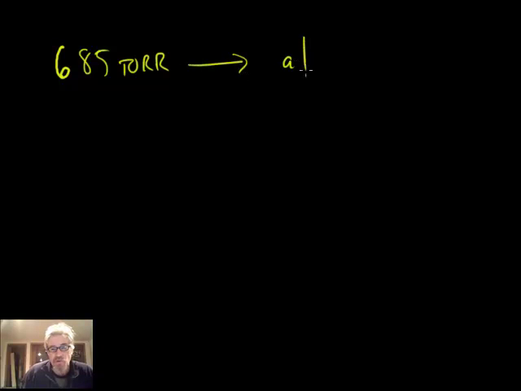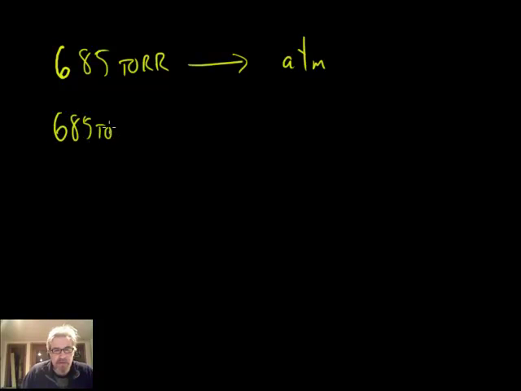Something I wanted to do here is give you an idea of how you can use dimensional analysis or proportion to change pressure units, because we have to do that from time to time. So let's say I gave you this pressure. Let's say I had 685 torr, which is 685 millimeters of mercury, and I wanted to convert that into, let's say, atmospheres. I can do this two ways. One is by dimensional analysis, my favorite way, so I'm going to do it first.